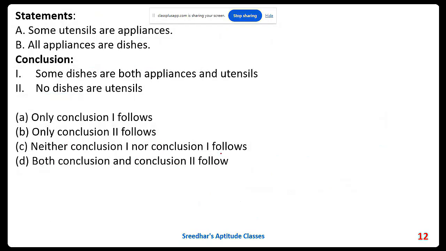Now again, one more from syllogisms here. Statements, conclusions, one more. Two statements followed by two conclusions. You have to find out which of the conclusions follows.